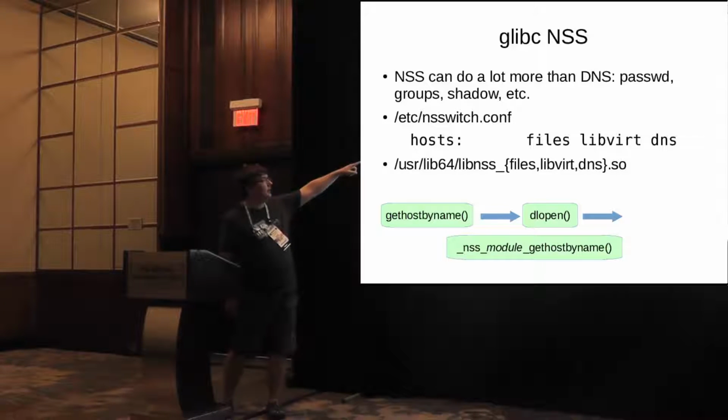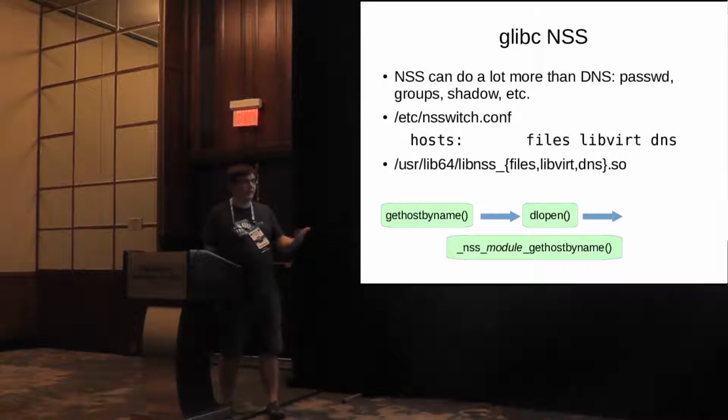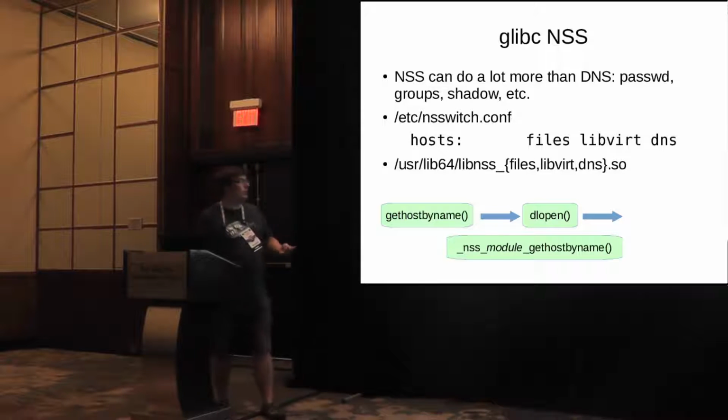So here on the line you can see whenever a host-related function is called, firstly the files plugin is consulted, which basically boils down to opening etc hosts and parsing the lines, trying to find the matching one. Then the system tries to consult the Libvirt plugin, which I will cover on the next slide. And if all of these fail, basically the DNS is consulted, and hopefully that will work.